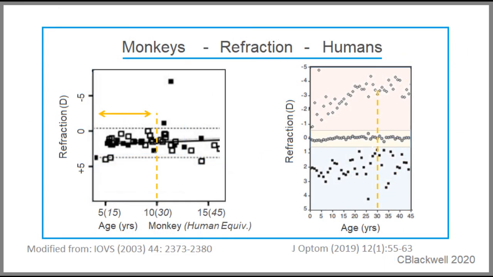Referring back to the monkey versus human refraction comparison, monkey eye development is very similar to humans, yet in the same period of life, monkeys do not seem to develop myopia. Their light exposure is unknown, but presumably they have little schoolwork and are unlikely to be wearing glasses.